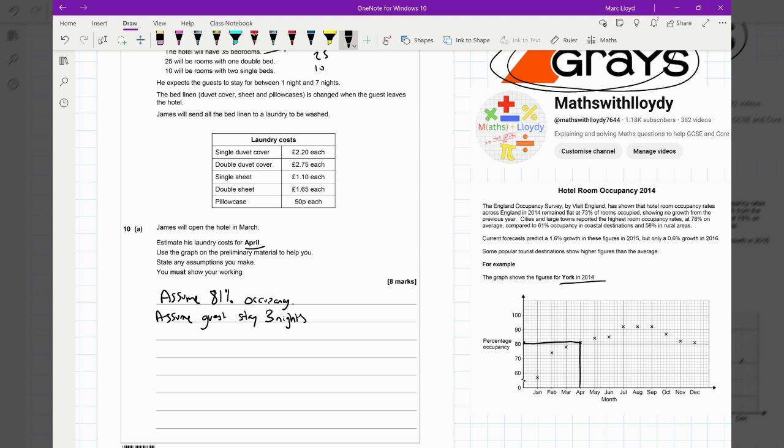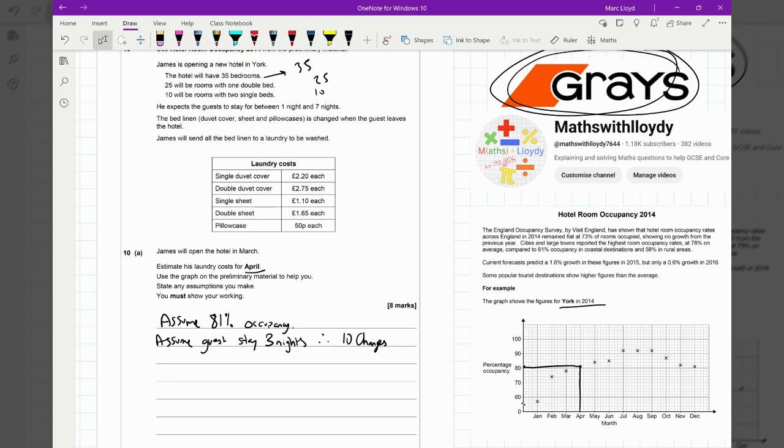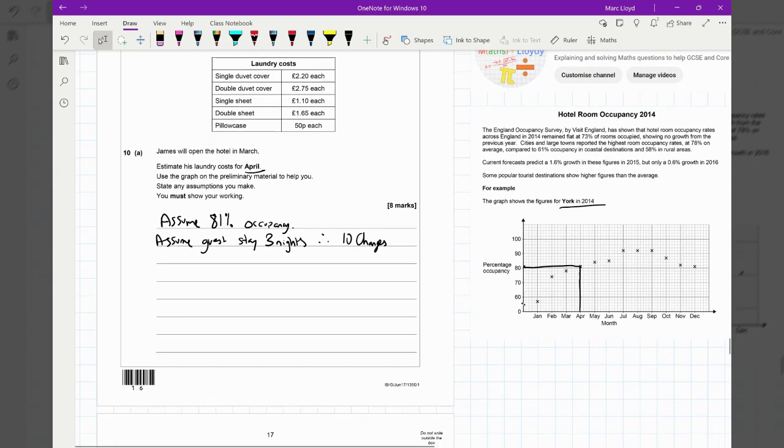And then, I'm just going to put it now. April is 30 nights. Therefore, there's going to be 10 changes. Right, so he's got 35 bedrooms as well. I'm going to work out all the costs. Then I'm going to times it by 10 because there'll be 10 changes. Then I'm going to multiply it by the 81%, perhaps.